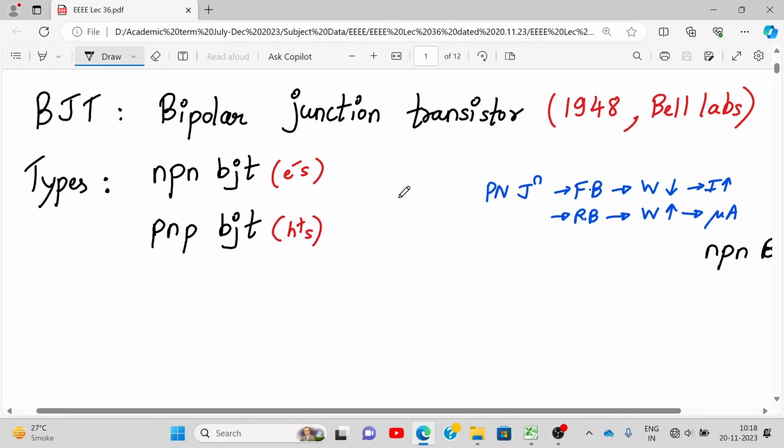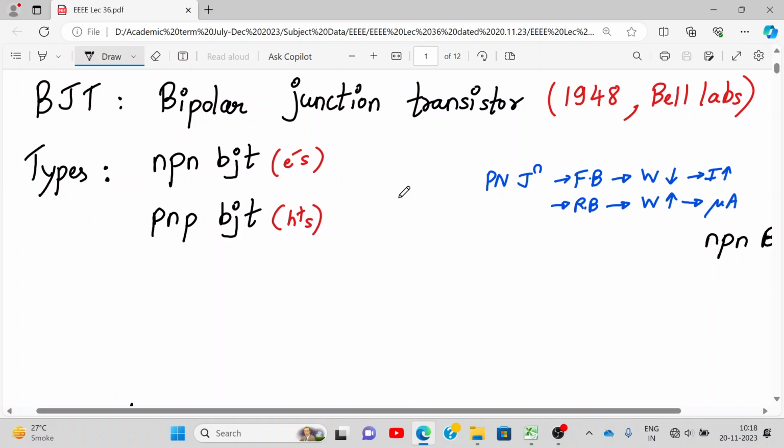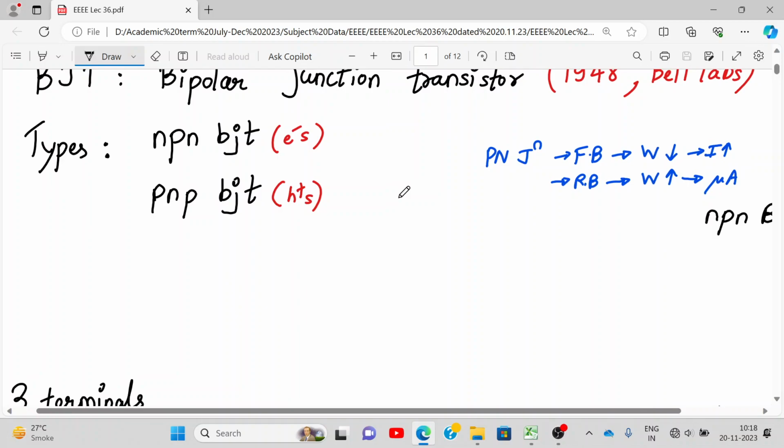Okay, so BJT is bipolar junction transistor. It was invented a lot of years ago, more than 6 or 7 decades, in Bell Labs in 1948. So it is a long time back. All right. There are two types of BJT. One is NPN BJT. The other is PNP BJT. Please write it down. In NPN BJT, majority carriers are electrons. In PNP BJT, majority carriers are holes.